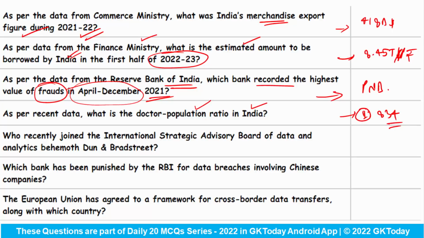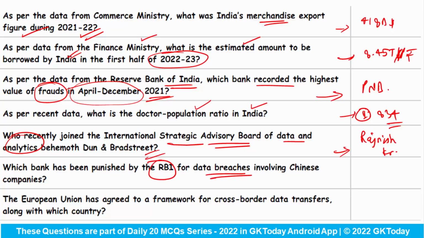Who recently joined the International Strategic Advisory Board of data and analytics behemoth Dun and Bradstreet? So, former SBI chairperson Mr. Rajneesh Kumar has joined this board. Which bank has been punished by the RBI for data breaches involving Chinese companies? So recently RBI has penalized the Paytm Payments Bank Limited.